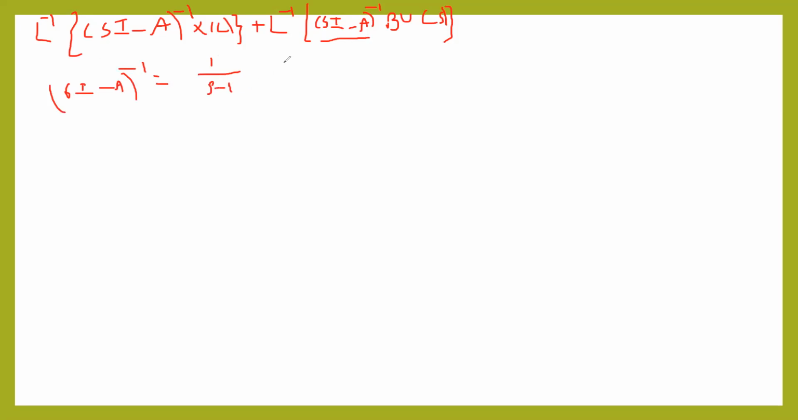Next, the second one is 0. Third one is 1 by (s minus 1) whole square. And the last one is 1 by s minus 1. This is (sI minus A) whole inverse into B. So what B did he give? Same, 1 0. 1 0 gives 1 1. So check once and tell me.